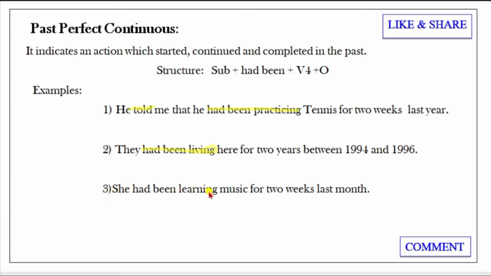She had been learning music for 2 weeks last month. So she had been learning music last month. 2 weeks she had been learning. So then here started in past, continued in past and completed in past. That is indicating us in this sentence. Then we are using past perfect continuous tense.